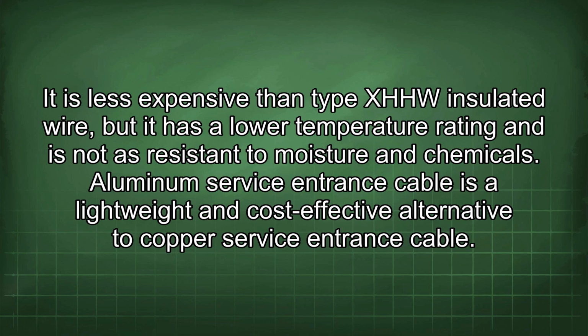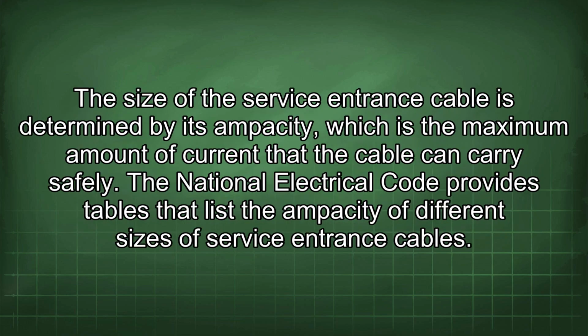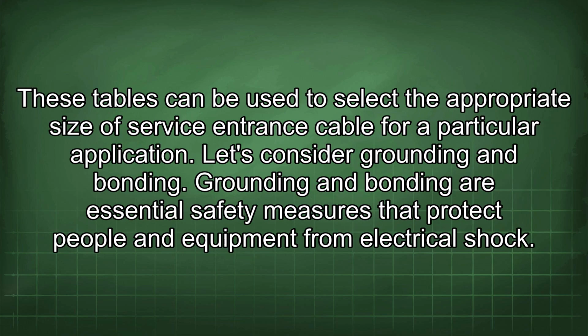Aluminum service entrance cable is a lightweight and cost-effective alternative to copper service entrance cable. It has a higher resistance than copper, so it is important to use a larger size of aluminum wire to achieve the same ampacity. In addition to the type of insulation, service entrance cables are also available in a variety of sizes. The size of the service entrance cable is determined by its ampacity, which is the maximum amount of current that the cable can carry safely. The National Electrical Code provides tables that list the ampacity of different sizes of service entrance cables. These tables can be used to select the appropriate size of service entrance cable for a particular application.